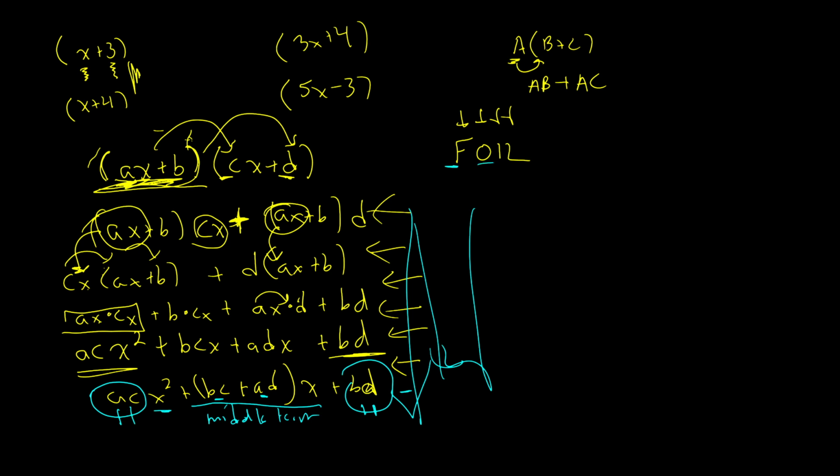So firsts, outers and inners, and lasts. And that's what FOIL is. FOIL says multiply the firsts, then the outers, then the inners, then the lasts. Well, what does that mean? Let's do one: x plus 3 times x plus 4. And I'm going to try to color code these, so let me color code my FOIL. Firsts, outers, inners, and lasts.